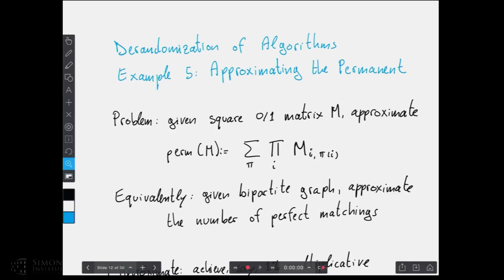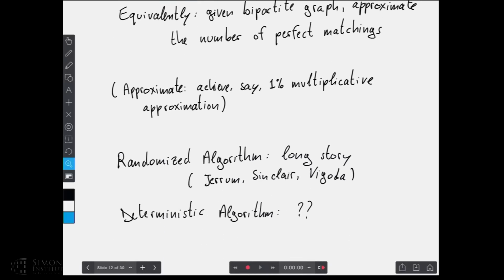Exact computation of this matrix parameter or graph parameter is unlikely to be possible. But there is a randomized algorithm that in polynomial time achieves arbitrarily good approximation. This is a result of Jerrum, Sinclair, and Vigoda. And there is no known sub-exponential time algorithm, even with a sub-exponential factor approximation, for this problem. The randomized one in polynomial time achieves a 1 plus epsilon approximation. There's something slightly non-trivial, but there is really no comparable thing deterministically.